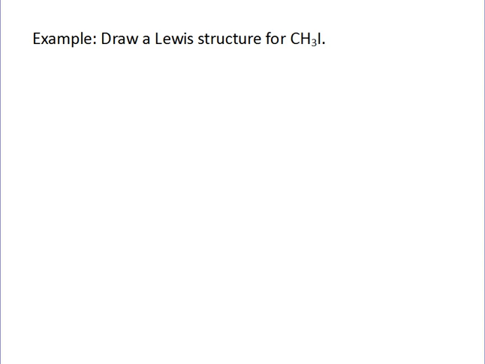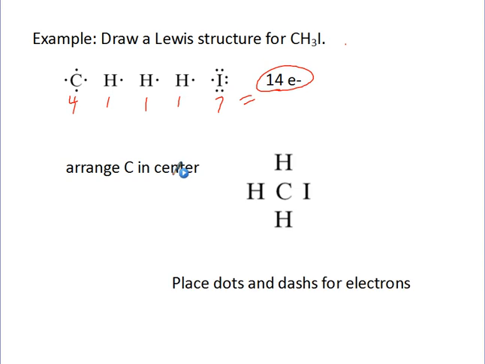Okay, example here. If I have CH3I, I count up: carbon has 4 valence electrons, each of the hydrogens has 1, and iodine has 7, which equals 14 valence electrons. I arrange by putting carbon in the center, and then I place my dashes and dots around there. So I place a dash for each of the bonds. It has to be bonded to each atom. There are 2 electrons in each of these, so there's 2, 4, 6, 8 around carbon now.